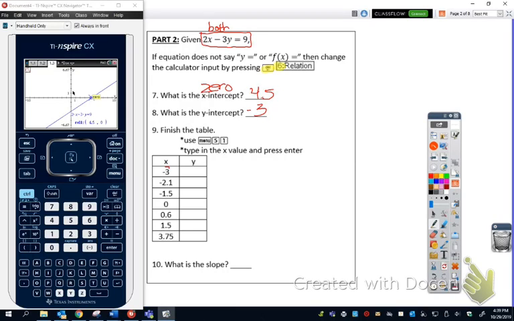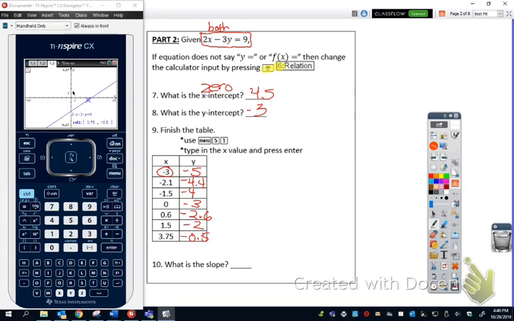This time, instead of going to the table, I'm just going to type in my values. So negative 3 goes with negative 5, and negative 2.1 goes with negative 4.4, negative 1.5 goes with negative 4, 0 goes with negative 3, and 0.6 goes with negative 2 and 6/10, and 1.5 goes with negative 2, and 3.75 goes with negative 0.5, or negative half.